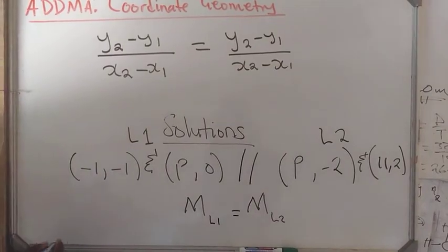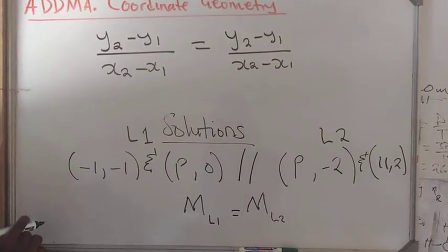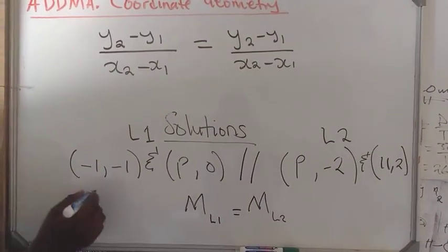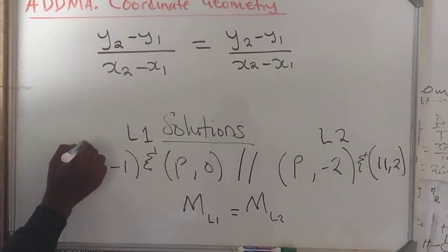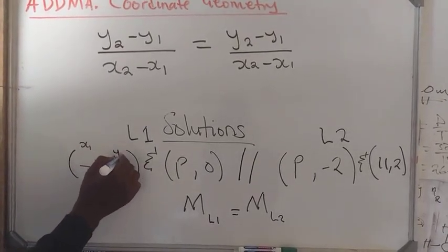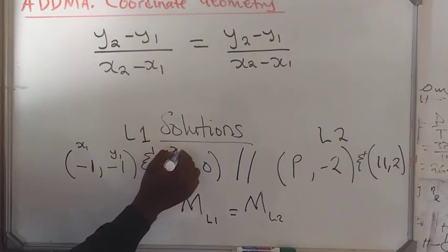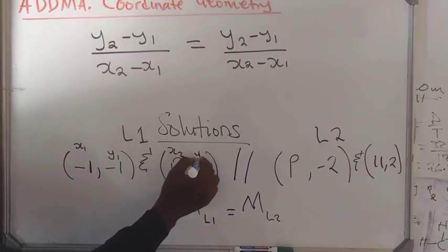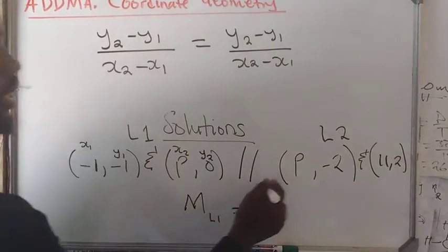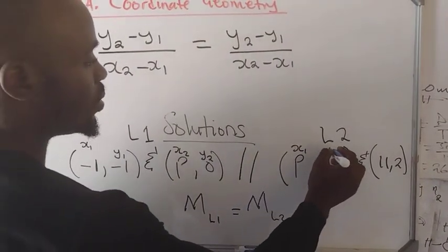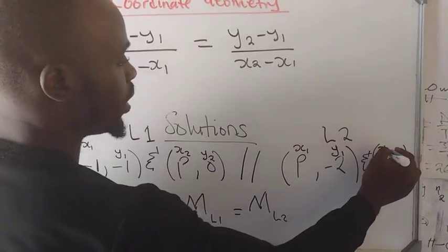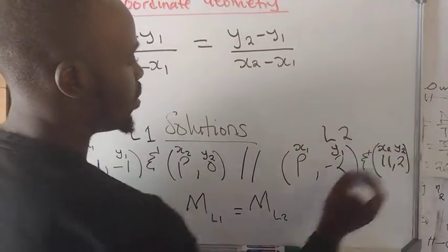After doing that, let's rename the coordinates. We start with line 1. This one, -1, is x1, and this is y1. This one is x2, and this is y2. You also rename this side: this will be your x1 and this is your y1, this will be your x2 and this is your y2.